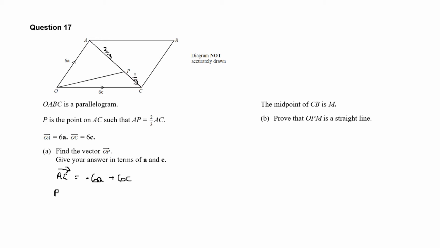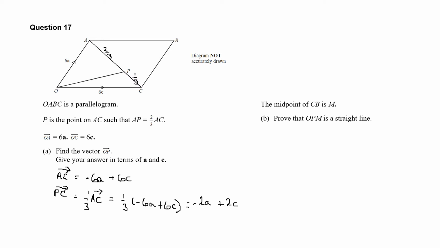Now I can use that to find PC, because in order to go from O to P, I'm going to go from O to C and then from C to P. So let's find PC to begin with. PC is going to be 1/3 of AC, so it's going to be 1/3 of minus 6A add 6C. And that's going to give me negative 2A plus 2C.